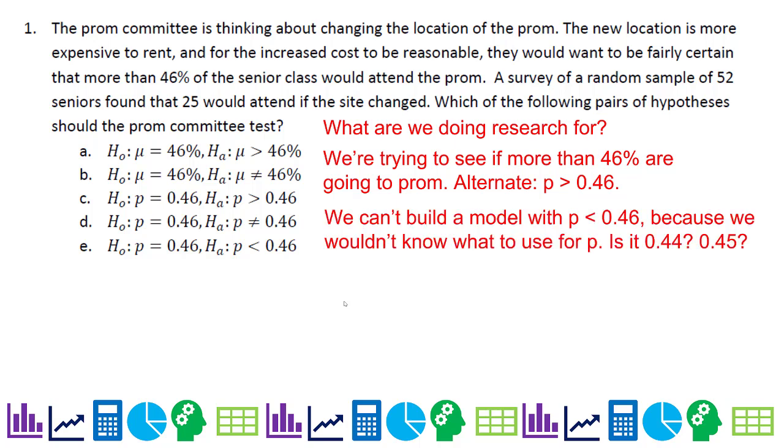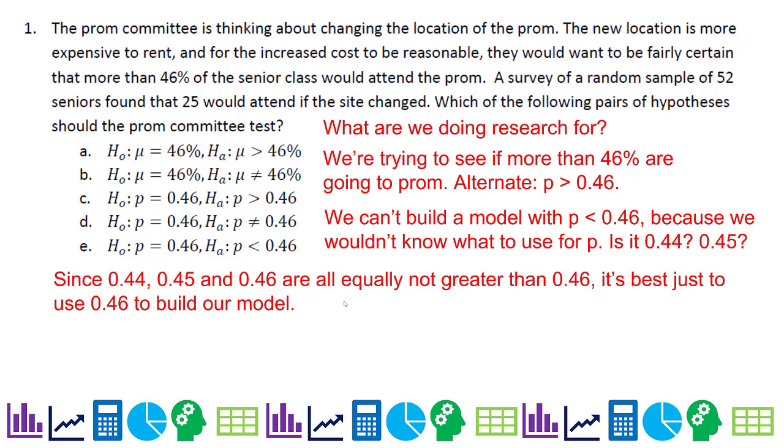Now, we can't build a model with a probability of less than 0.46 because we wouldn't know what to use. Is it 0.44? Is it 0.45? Honestly, all of those values have the same effect. So since 0.44, 0.45, and 0.46 are equally not greater than 0.46, we're just going to use 0.46 to build our model. So our null hypothesis is P equals 0.46, and we're testing evidence to see if we can say that it's actually greater, that we have convincing evidence that it will be more than 0.46.